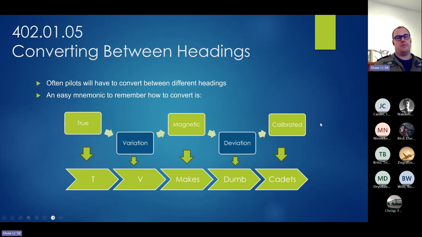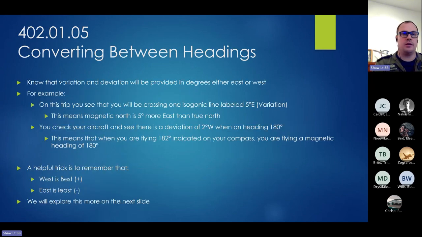So this is where the read the question, RTQ squared, comes in. As long as we're going left to right on this, going from true to magnetic to compass, east is least, west is best. If for whatever reason they ask us a question to go backwards, then we have to make sure that we got it right. We might have to reverse the addition or subtraction, depending on the answer we're trying to get. So make sure we read the question carefully.